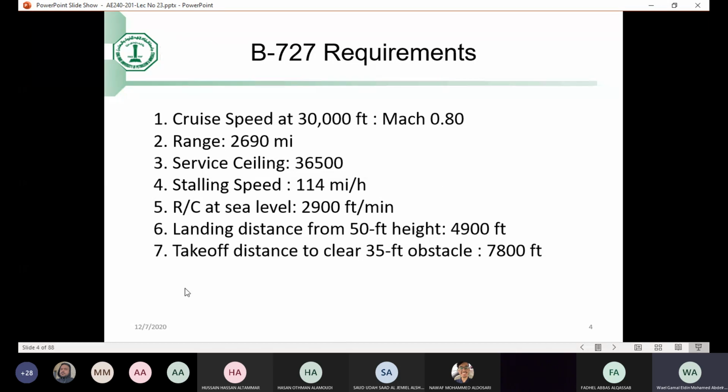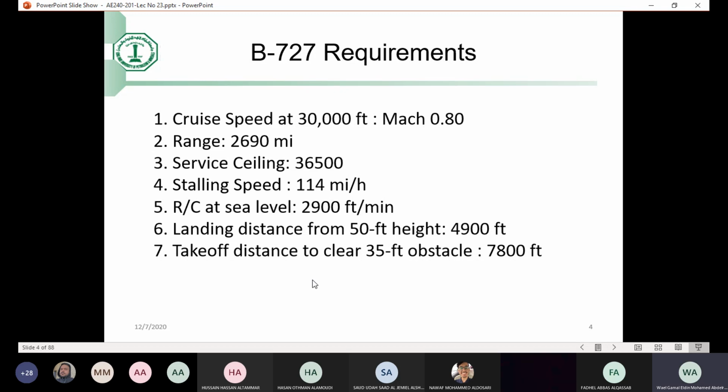So they set some design requirements. Here are the design requirements. Relatively shorter runways than the 707. Decent rate of climb. Relatively low stalling speed compared to jet aircraft. Medium range, I would say medium to short range. These were the major requirements as reflected here.